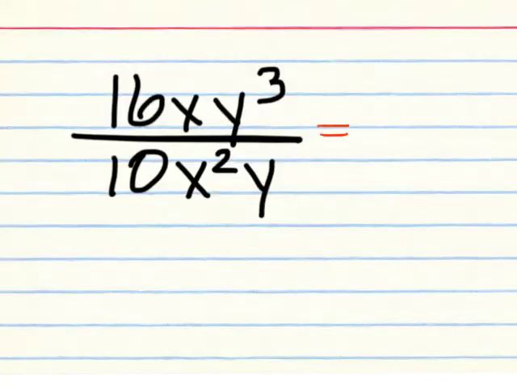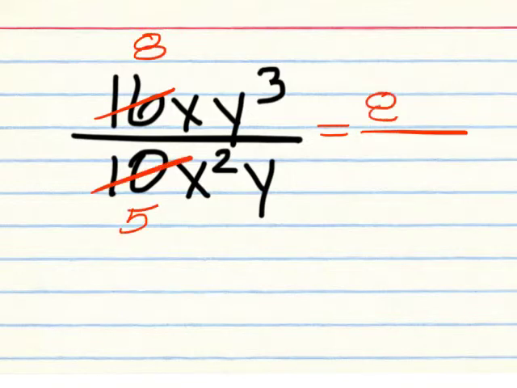16 over 10, we have to reduce that. What's the highest number that goes into 16 and 10? 5, no. 2, yes. 2 into 16 how many times? 8. And into 10 how many times? 5. So that's what you have to start with, 8 over 5.